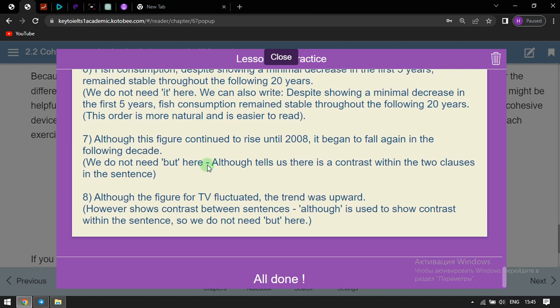Although this figure continued to rise until 2008, it began to fall again in the. We did not need but. Although the figure for TV fluctuated, the trend was upward. However shows contrast between sentences. Although is used to show contrast within the sentence, so we do not need but here.